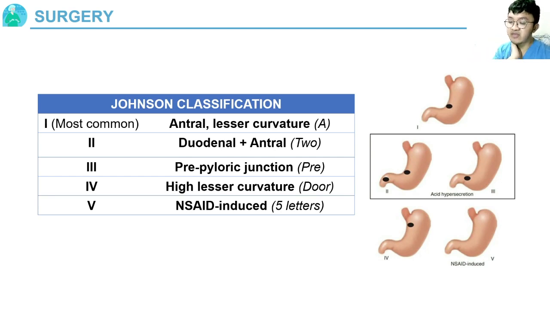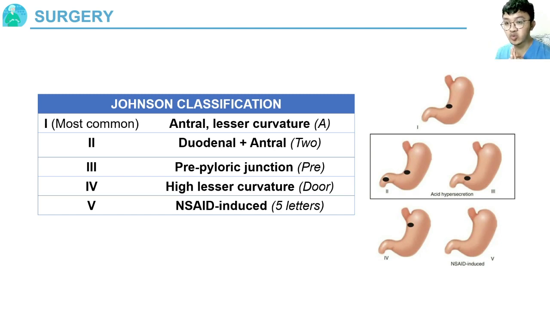Of the five, the most common is type 1. Here's a mnemonic: there's only 1, and 1 is the first, like the first letter of the alphabet, A. Remember A, antrum. So type 1, most common, antrum, found only in the lesser curvature, and is only 1 in number.